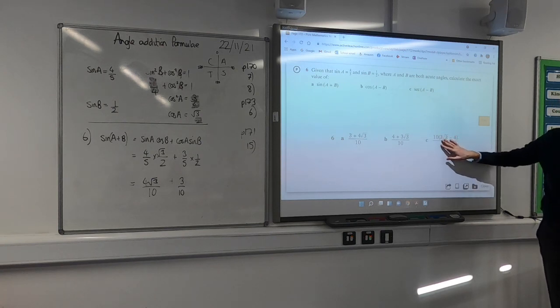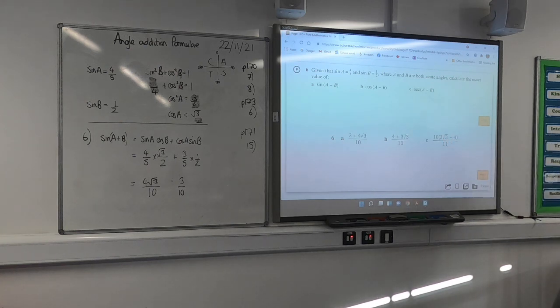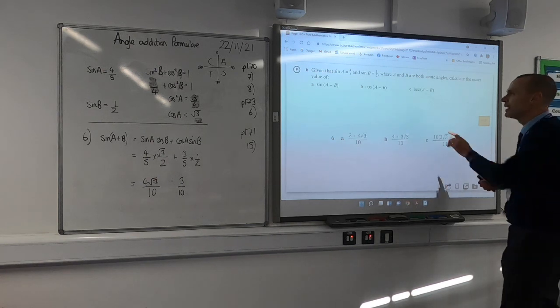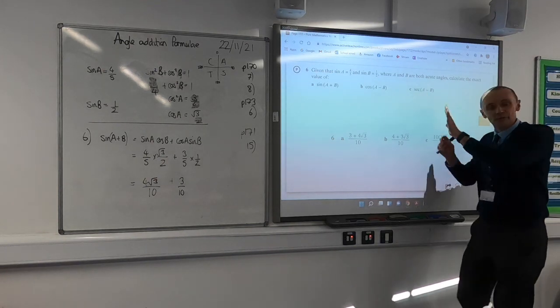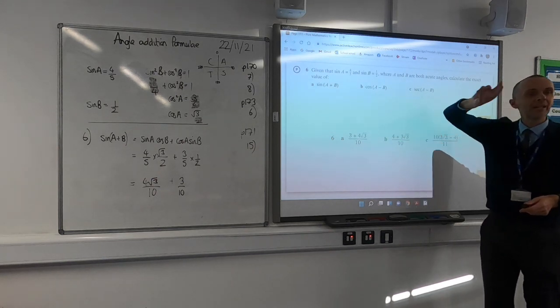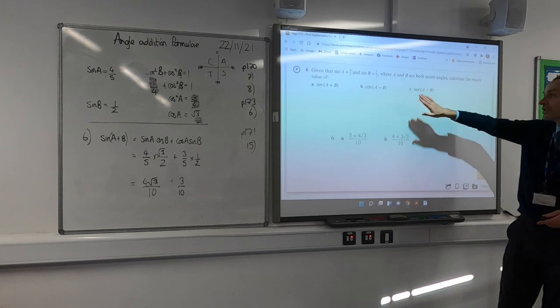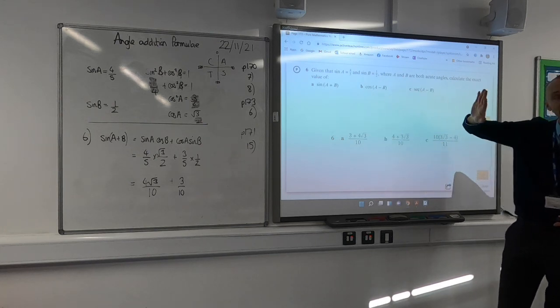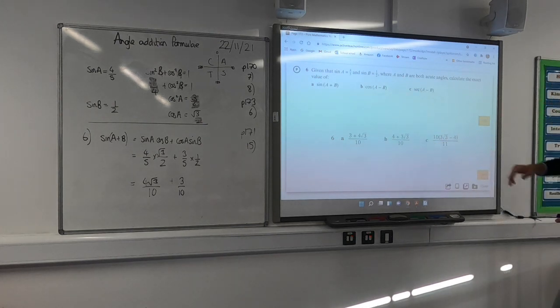And all they've done here is they've then rationalised that by multiplying the top and the bottom by 4 minus 3 root 3, which seems a bit unnecessary really, but that's what they've done. So sec A minus B, there's not a formula for sec A minus B. We just work out cos A minus B, and then we just flip it, because sec is 1 over cos. Really is as simple as that. They've made it a bit unpleasant by making you rationalise it.